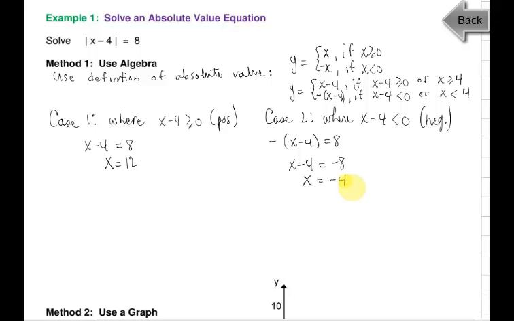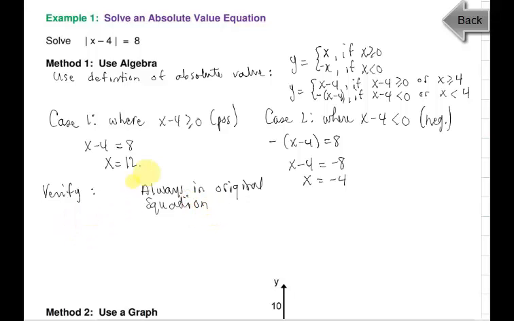We're going to verify our answer. And remember, when you verify, it's always in the original equation. No variation of that. It has to be the original one.